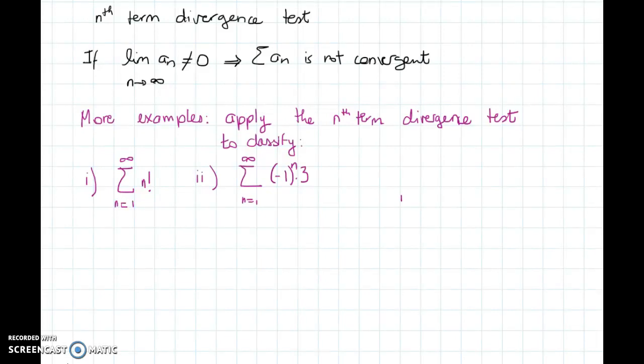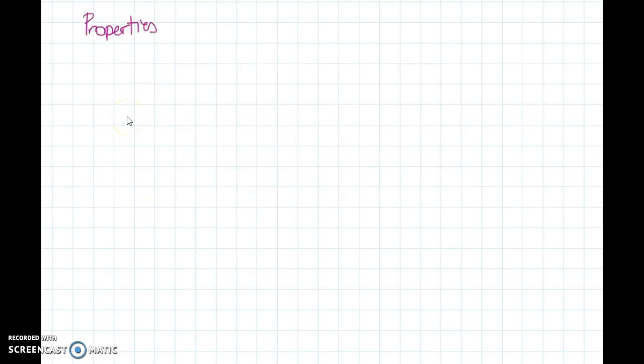Yeah, so you can pause the video and classify them now. Now I want to move on to consider some properties about convergent series that are actually quite easy to believe because they follow from similar stated properties about limits.